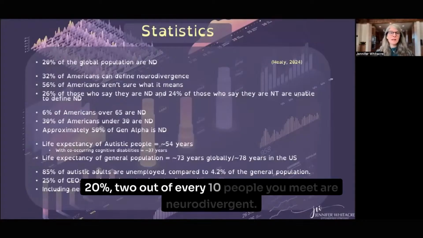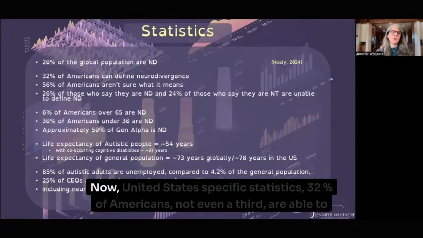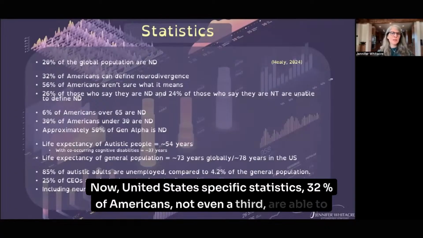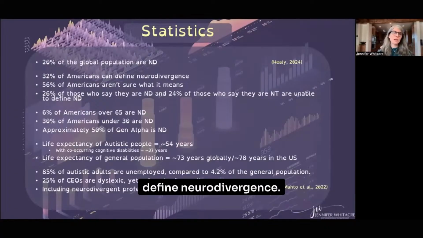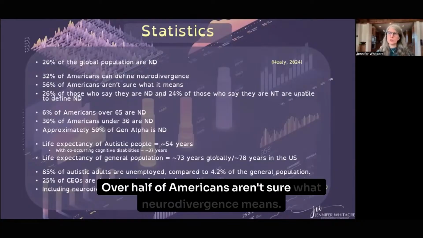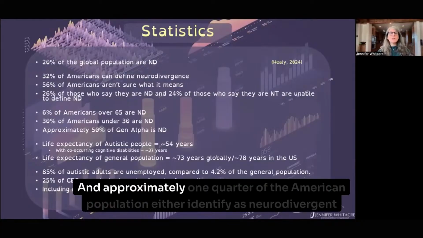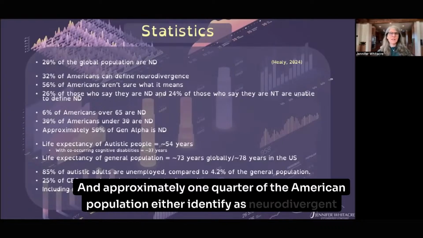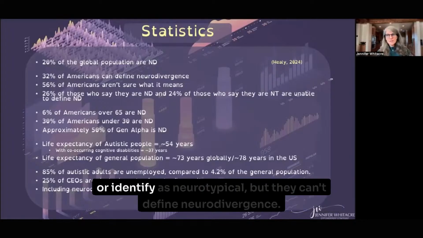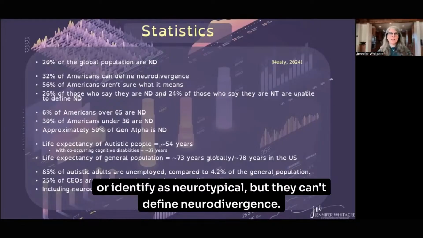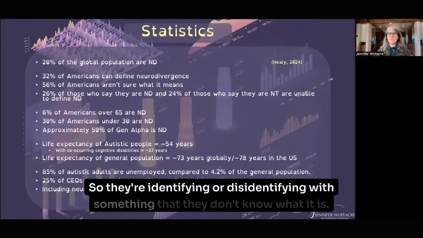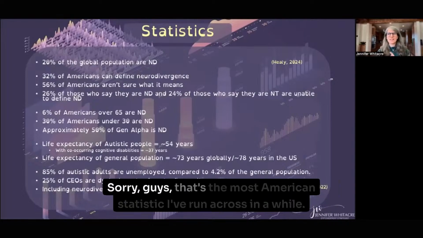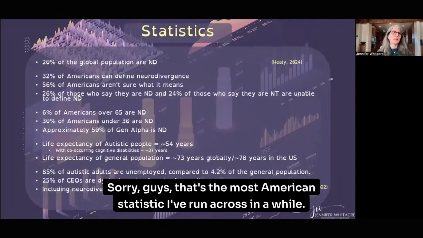20%, 2 out of every 10 people you meet are neurodivergent. Now, United States specific statistics, 32% of Americans, not even a third, are able to define neurodivergence. Over half of Americans aren't sure what neurodivergence means, and approximately 1/4 of the American population either identify as neurodivergent or identify as neurotypical, but they can't define neurodivergence. So they're identifying or disidentifying with something that they don't know what it is. Sorry guys, that's the most American statistic I've run across in a while.